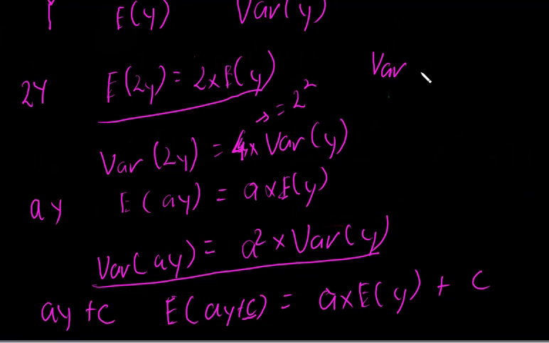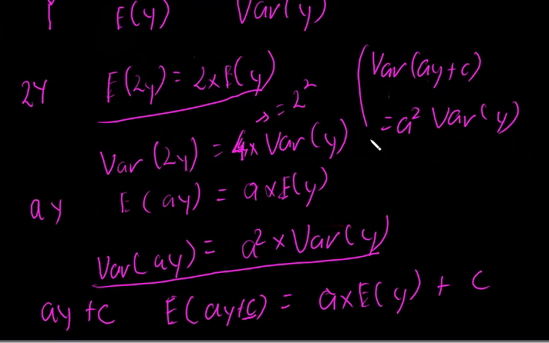The variance, however, is not affected by c. So this is equal to a squared var y. It is not affected by c because c is a constant, and if we add it to ay, all the values are increased. If all the values are increased, the differences between them do not change. The differences stay the same, and so the variance stays the same. For that, we have these formulas.